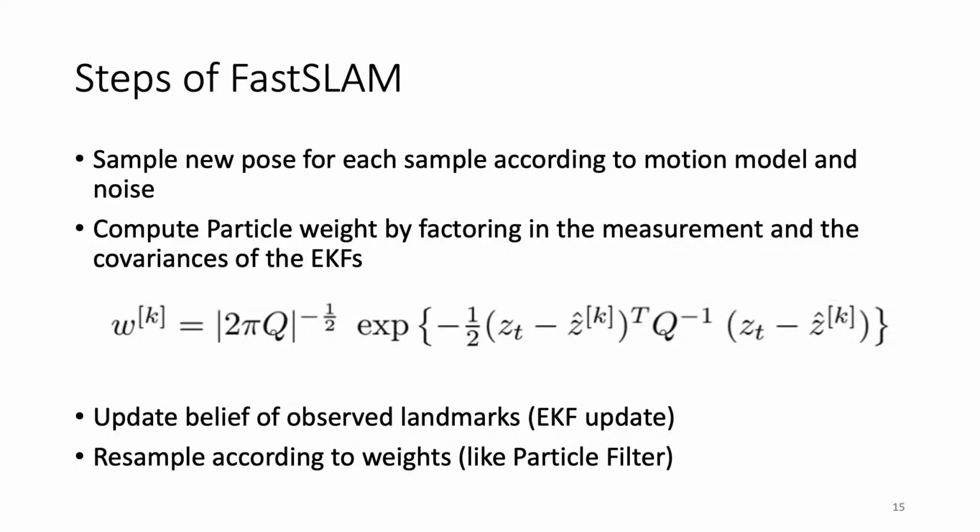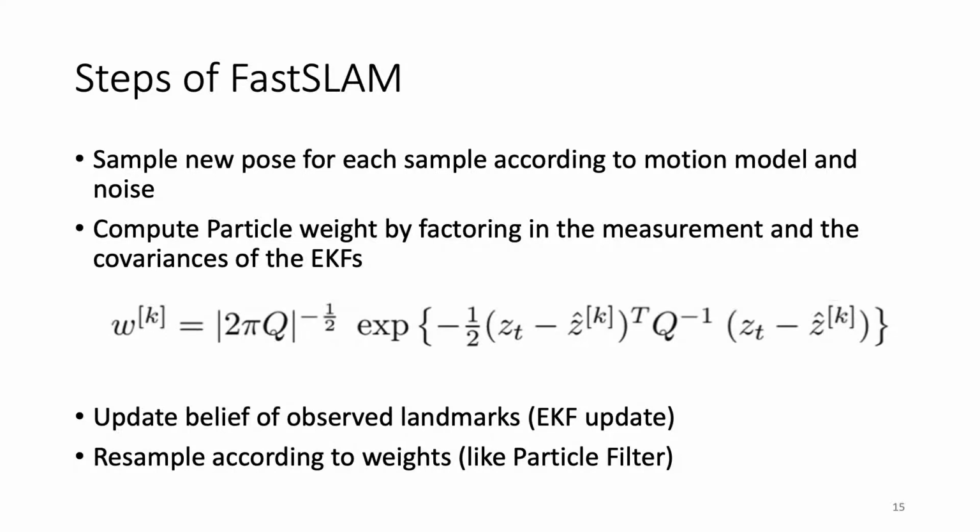So to summarize the steps of FastSLAM again, first we sample a new pose for each particle according to a motion model and some added noise. Then we compute the weight for every particle by comparing the perceived position of the landmarks and the expected position of the landmarks. This means we factor in the measurement and the covariances of the EKFs. Then we update our belief of the observed landmarks, so an EKF update step. Then we resample the particles according to the weights. So, the bigger the weight, the higher the chance that we sample that particle and then start the whole procedure again.